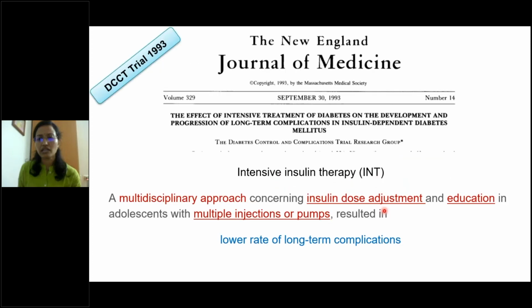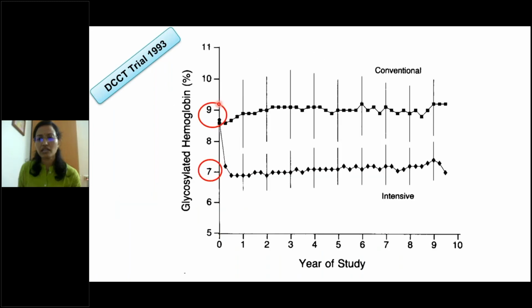And this landmark study showed that intensive insulin therapy, using dose adjustments dynamically with education and multiple injections, decreases the long-term complications. In the intensive regimen, we maintained the A1C at about 7% versus the conventional 2 injections a day regimen, which had an A1C of 8.5 to 9%. And all the complications like retinopathy, nephropathy, and neuropathy had quite a significant risk reduction in the intensive therapy group on a long-term basis. So that is the logic behind using basal bolus therapy as the standard of care.